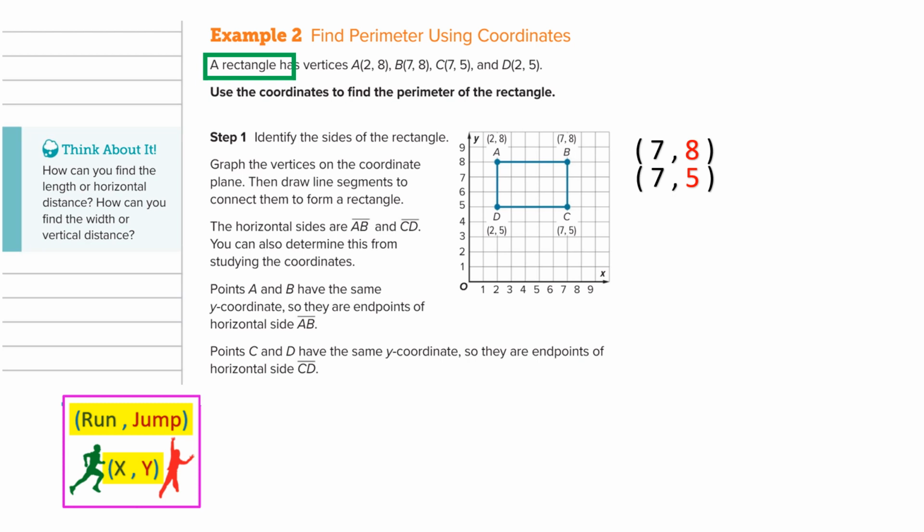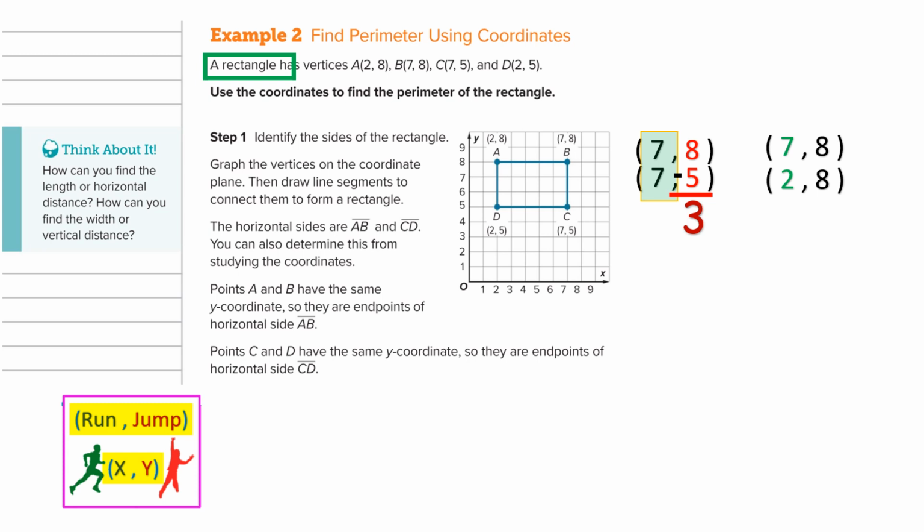I'm going to do the right-hand side. So I take 7, 8 and 7, 5 because the x's are the same. I put the 8 on top because it's larger, and then I just subtract. And 8 minus 5 gives me 3. Then I want to try to find either the top or bottom. I could use either A and B, or I could use D and C, because they're still going to be the same measurement. I simply choose to use the top two numbers. So I'm going to use A and B.